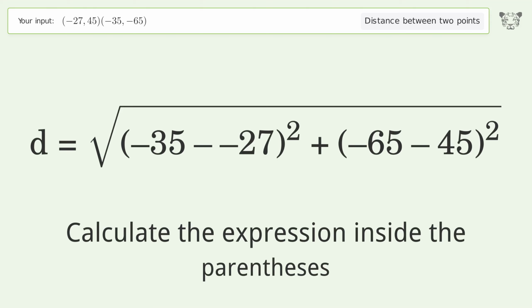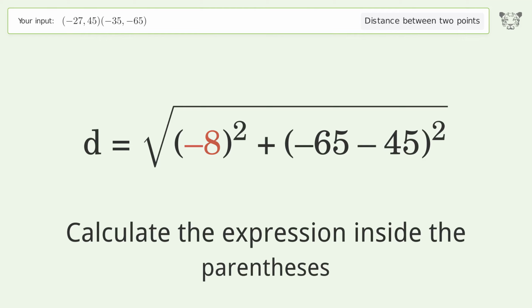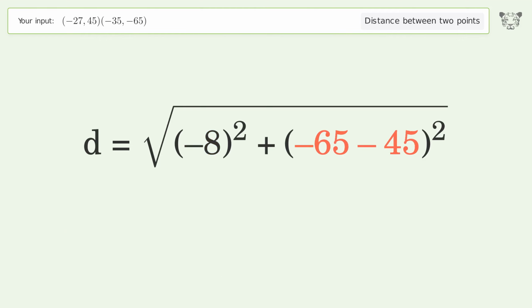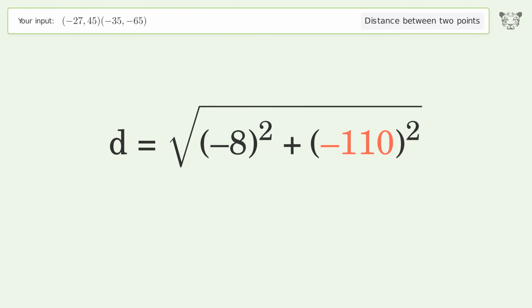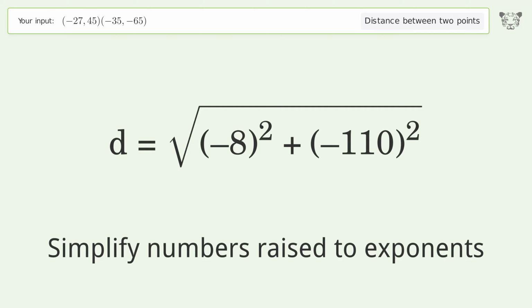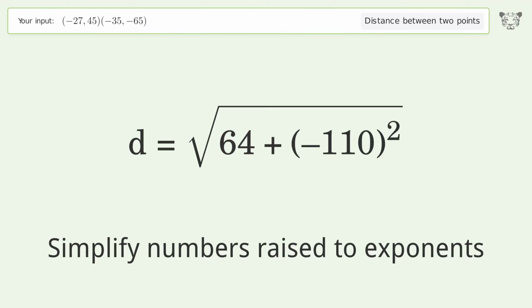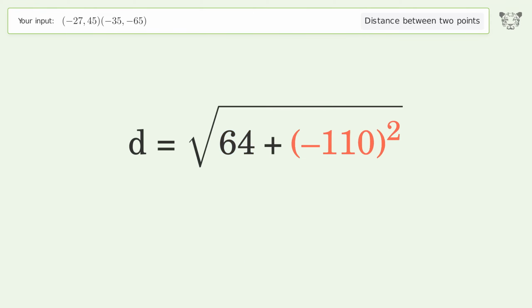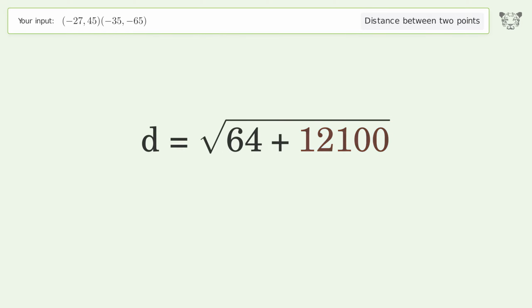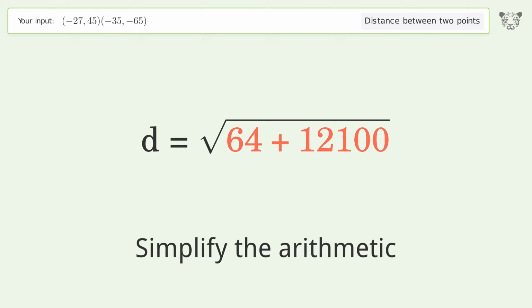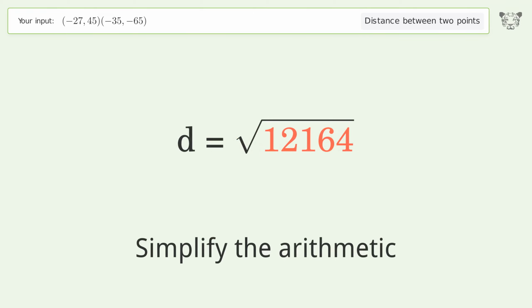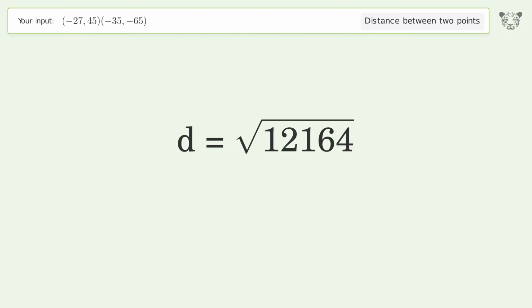Calculate the expression inside the parentheses. Simplify numbers raised to exponents. Simplify the arithmetic. And so the distance between the 2 points is the square root of 12,164 or 110.291.